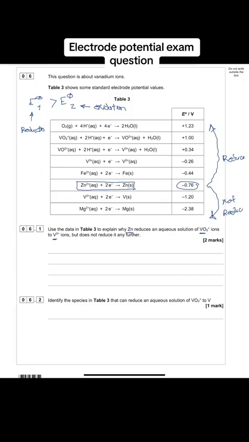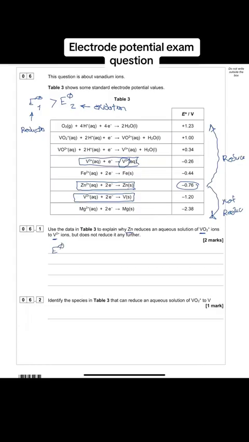So let's have a look at the equations. The vanadium 2+ is produced here, and then vanadium is produced down there. You can see that the standard electrode potential for zinc will get us only until the vanadium 2+, but the vanadium 2+ to be reduced to vanadium is not possible with zinc because the standard electrode potential here is lower. So your answer will be only related to the values of the standard electrode potential.